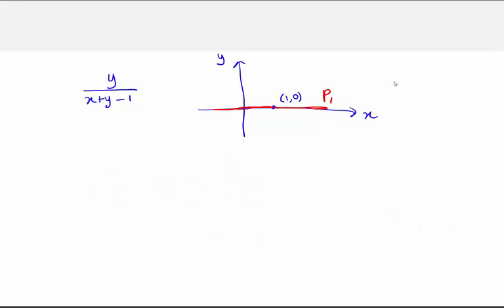Next, we are going to choose a different path, and hopefully it will give us a different limit. Now, the path that I'm going to choose is the vertical path passing through (1, 0). So there you go. This is the vertical path, which I will call P2, and it passes through (1, 0). Now, because this is a vertical path, it can be easily described by the equation x equals 1. This is because any point on this path will have 1 in the x coordinate. Right, so let's compute the limit of our function along P2.